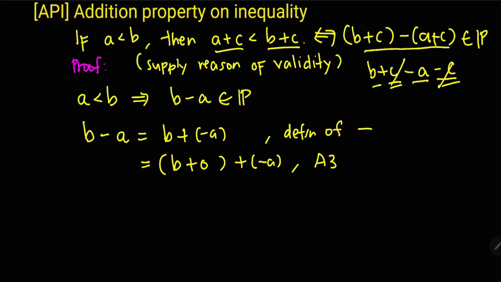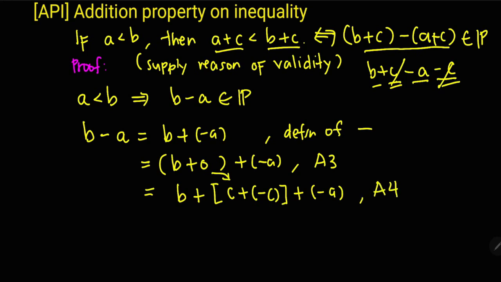Now, 0 can be replaced by a number and its additive inverse. In particular, we want to choose that 0 to be expressed in terms of C. So, I'm going to write 0 as C plus the additive inverse of C. I can just drop the grouping symbol since addition is associative. So again, we replace 0 by C plus negative C. That's existence of additive inverse.